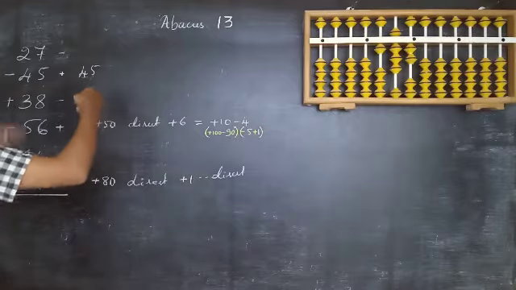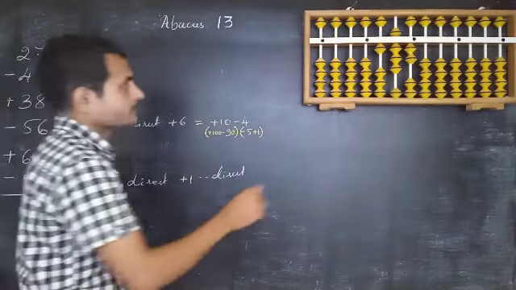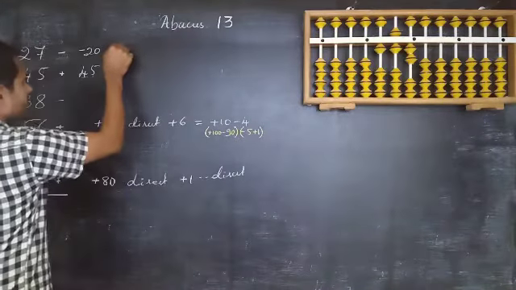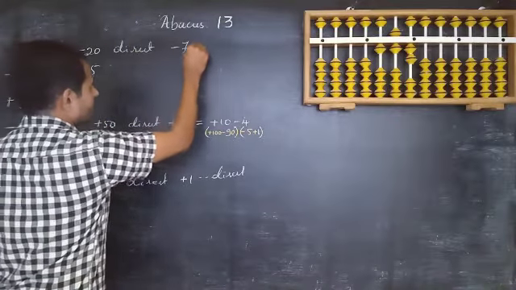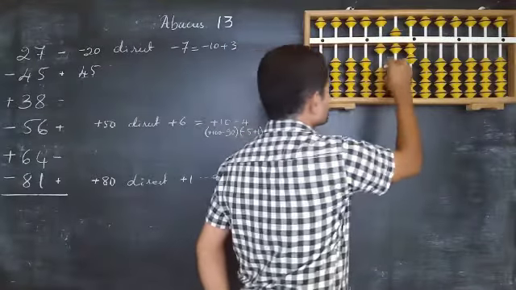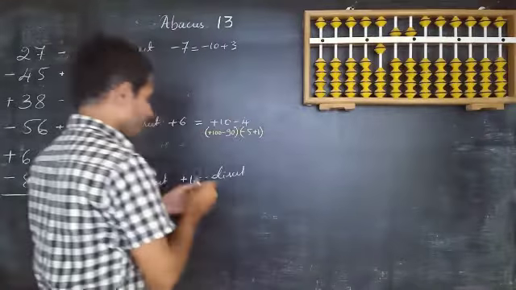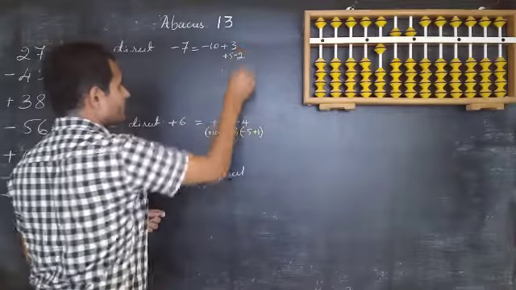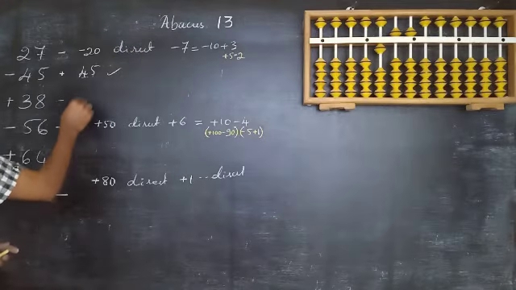Now start with the negatives. Minus 20 direct, minus 20, minus 7 is equal to minus 10 plus 3, equals plus 5 minus 2 plus 3. Equals plus 5 minus 2. Over.